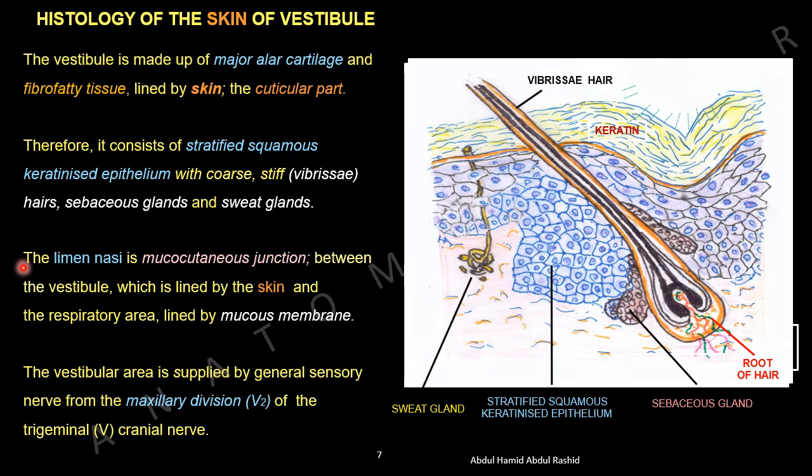The limen nasi is the mucocutaneous junction between the vestibule, which is lined by the skin, and the respiratory area, which is lined by mucous membrane. The vestibular area is supplied by general sensory nerve from the maxillary division, that is the second division of the trigeminal nerve.